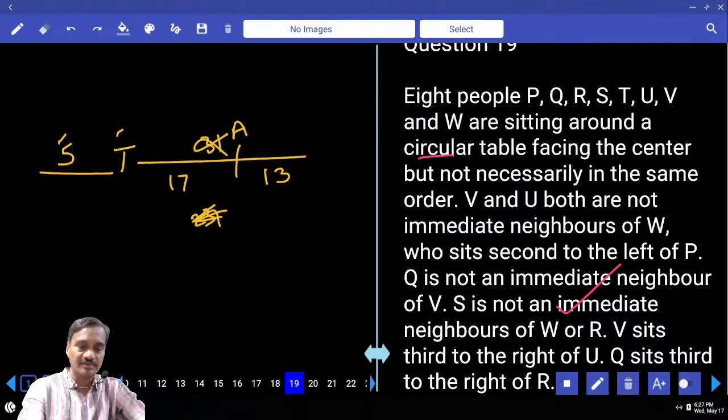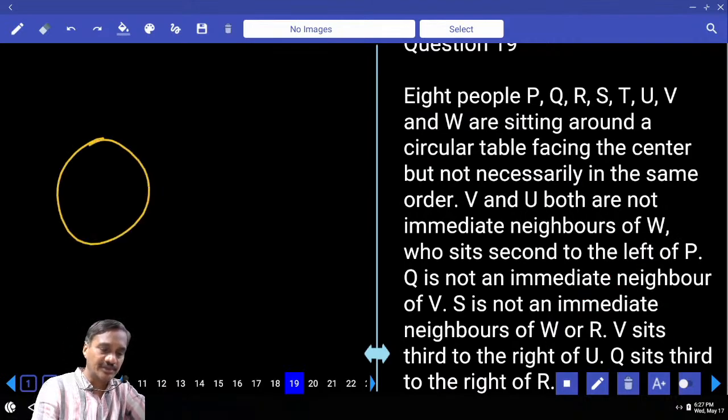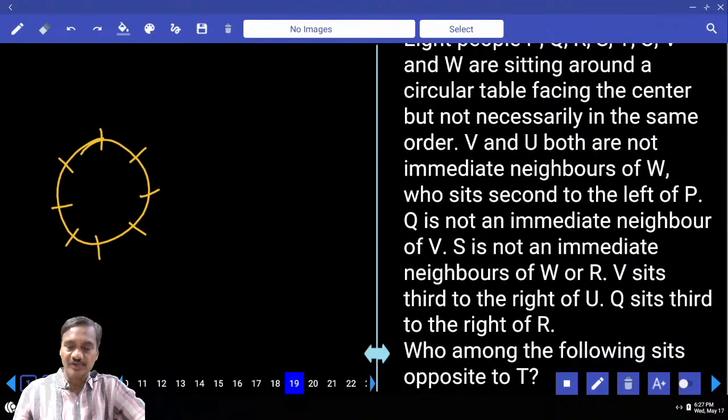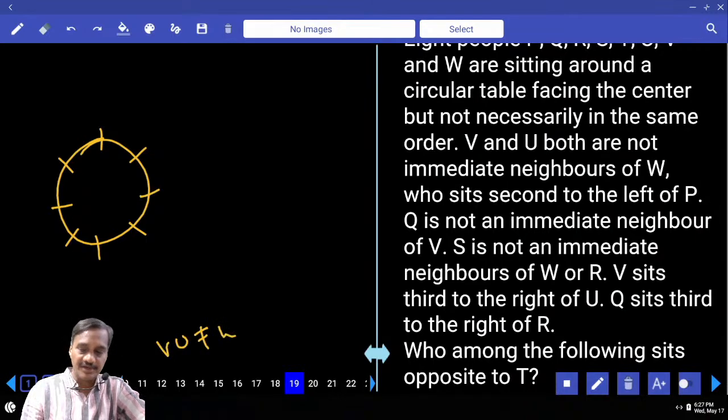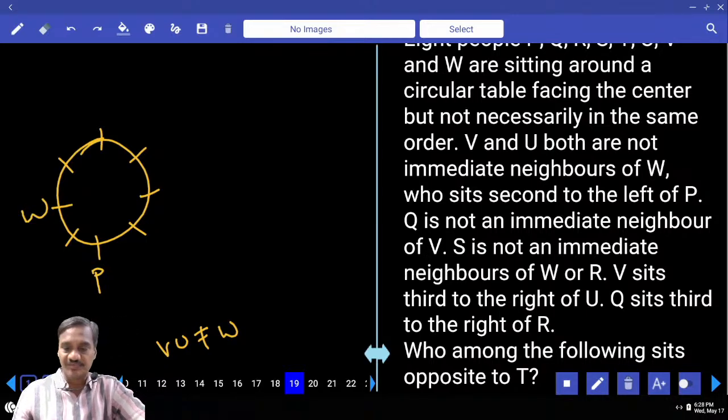The next 9th one. Now in this 9th, 8 people are seated around a circular table, facing the center. We and you both are not immediate neighbors of W. And W sits second to the left of P.